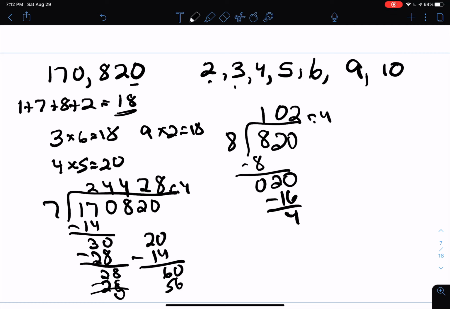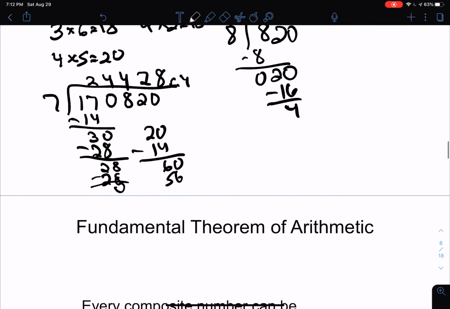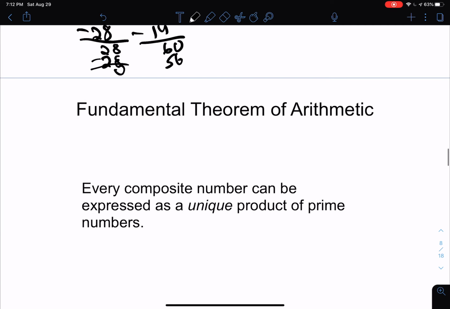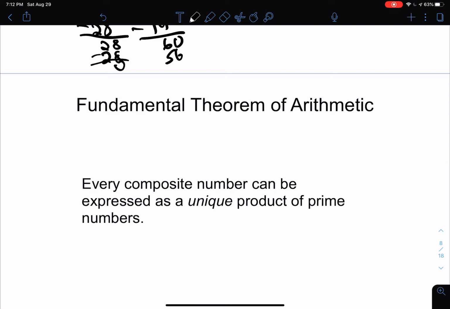All right, so those are the divisibility rules. Let's look at one more major topic for now with prime numbers. Let's look at something called the fundamental theorem of arithmetic. Every composite number can be expressed as a unique product of prime numbers.